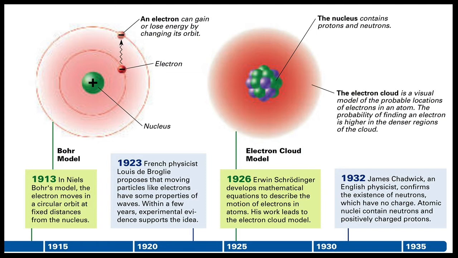So now we're at 1923, just about 27 years after J.J. Thomson. French physicist Louis de Broglie proposes that moving particles like electrons have some properties of waves. Within a few years, experimental evidence supports the idea. So here we have, if you look up top left, an electron can gain or lose energy by changing its orbit.